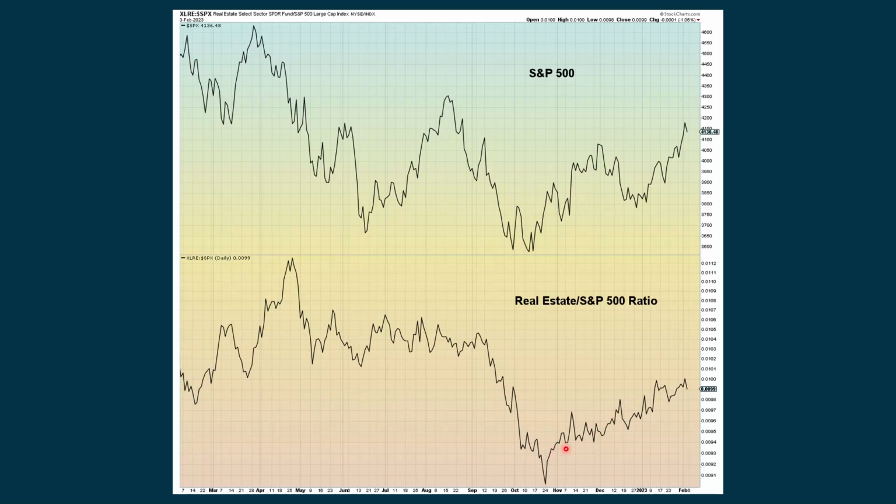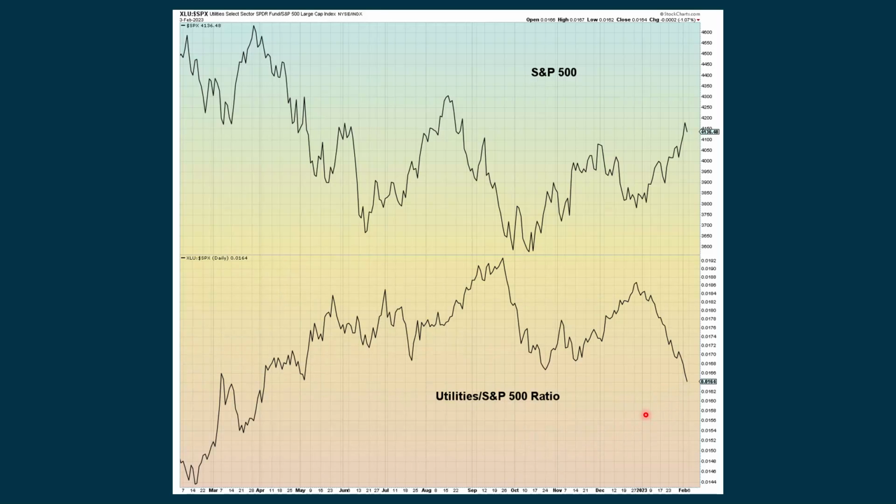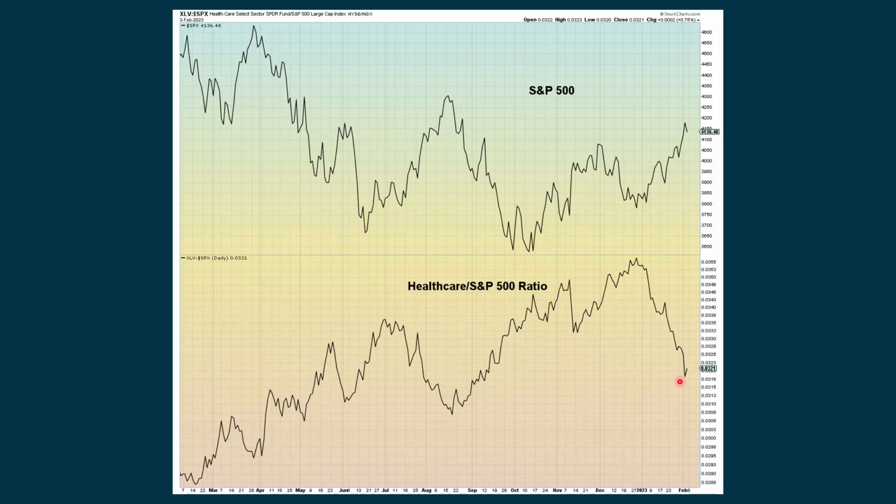Real estate has been going up overall. We've seen some real weakness in real estate, and that was more in the fall as this ratio was really going down, but we're starting to see things stabilize and climb again. Utilities that I talked about earlier, this is just showing how utilities are really beginning to underperform the S&P 500 as of the beginning of 2023.